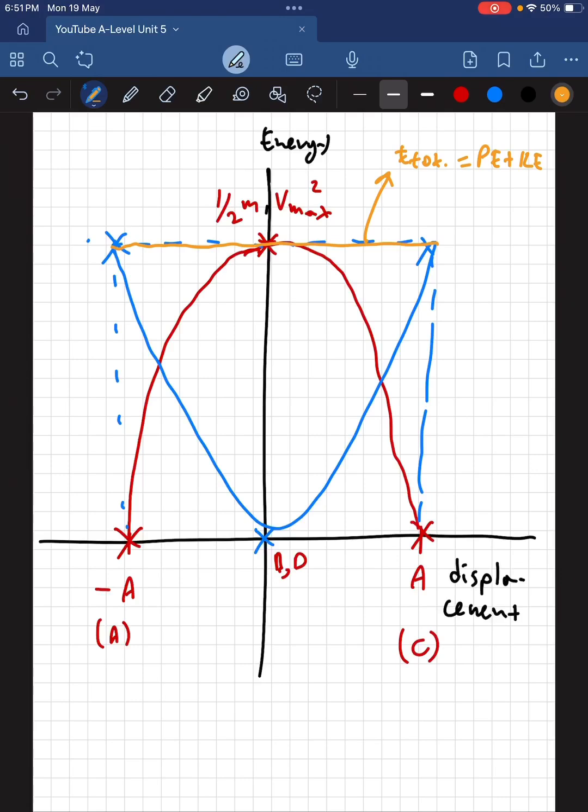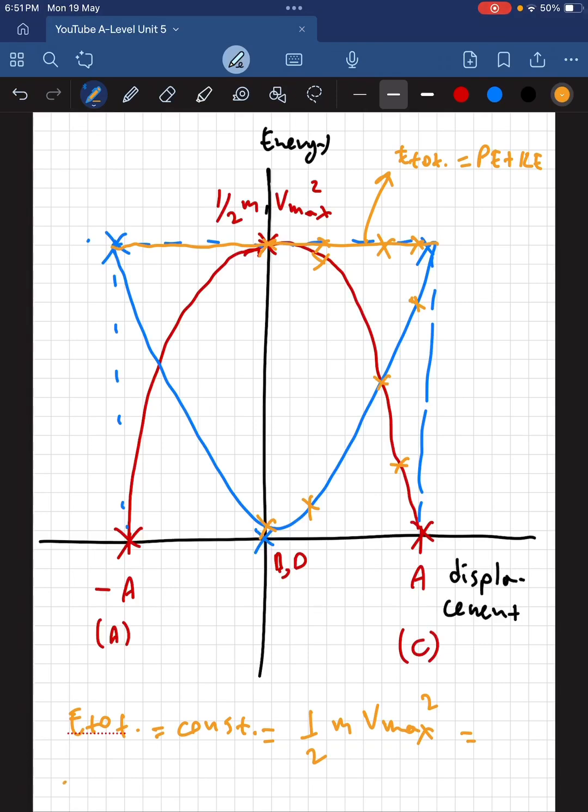And at any point in this motion, like here, for example, if we add these two, we get this. If we add this and that, we also get this. If we add this and that, we get this. And if we add this and that, which is the potential energy and the kinetic energy, of course, we get a total energy that is constant. Okay, so I'm going to write it down here that the total energy in simple harmonic motion is constant and equal to 1/2 m v max squared.